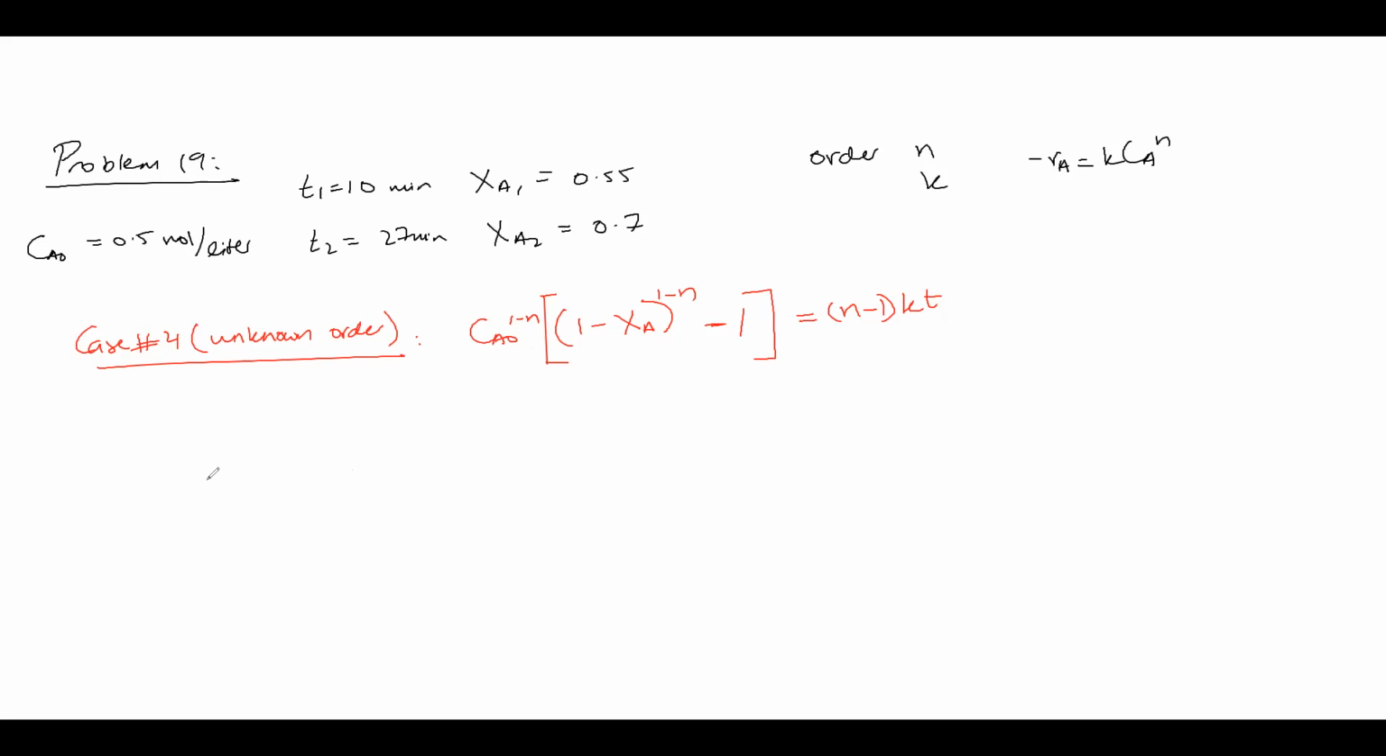Okay, so let's do this. I know CA naught is going to cancel out. So I have 1 minus 0.55 to the 1 minus N, minus 1, over 1 minus 0.7 to the 1 minus N, minus 1, is equal to N minus 1 K, which is going to cancel from the top and the bottom, 10 over 27. This is my functional equation.